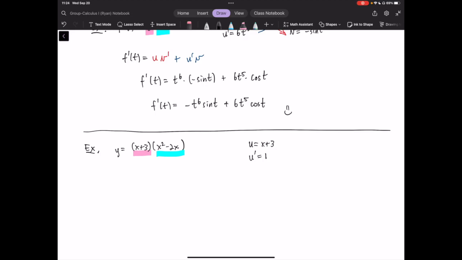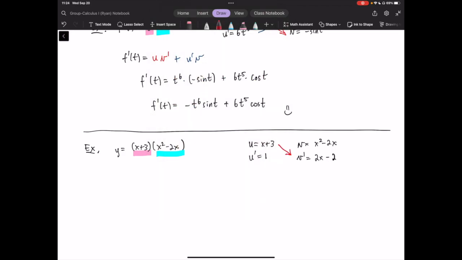So that's just 1. And then our v, well, that's the other part of this function. So that's x squared minus 2x. And v prime is then the derivative of this. Remember, you can go term by term with these polynomials. The derivative of x squared is 2x, minus the derivative of 2x, which is just 2. Okay, and so these are all the different pieces of our product rule.